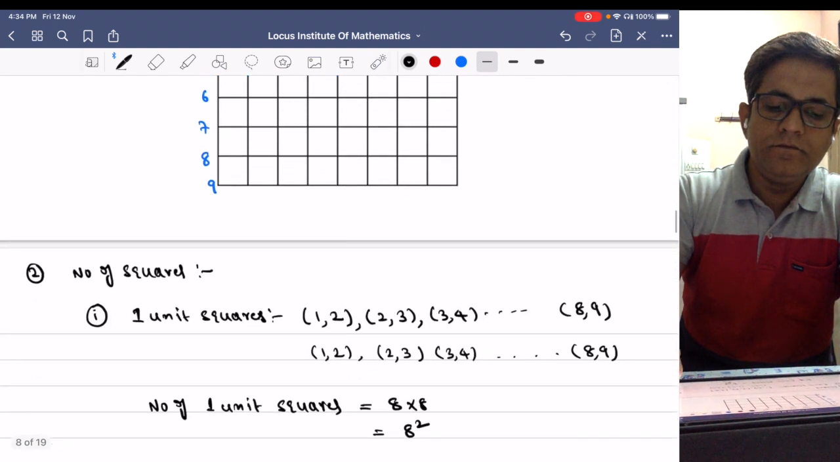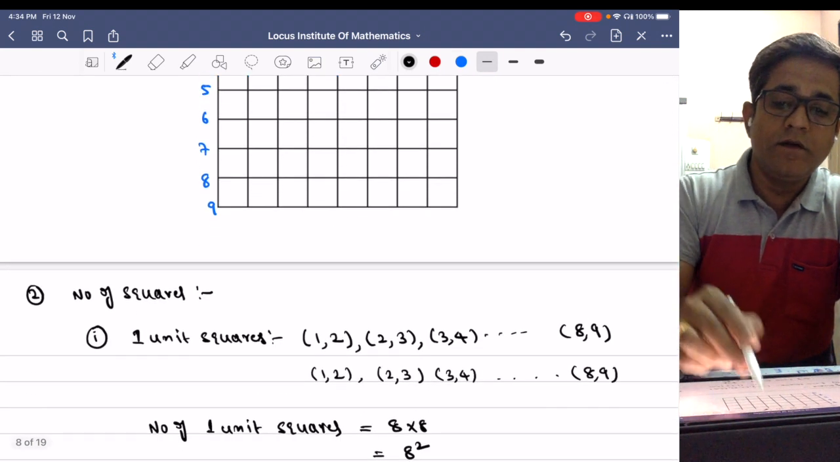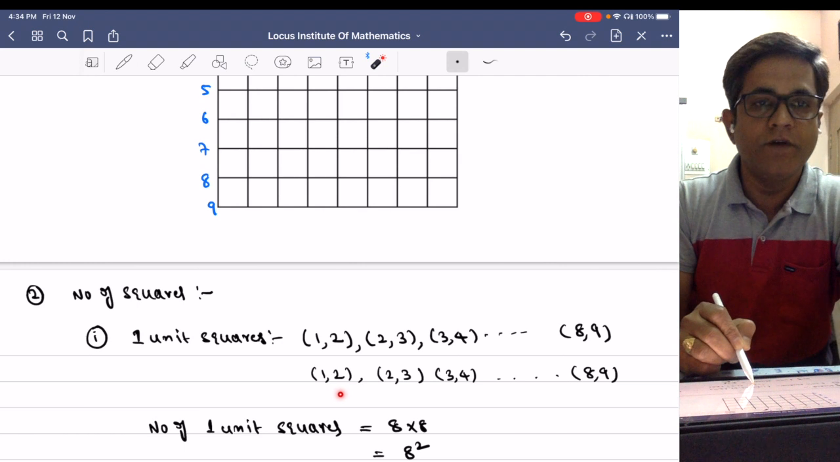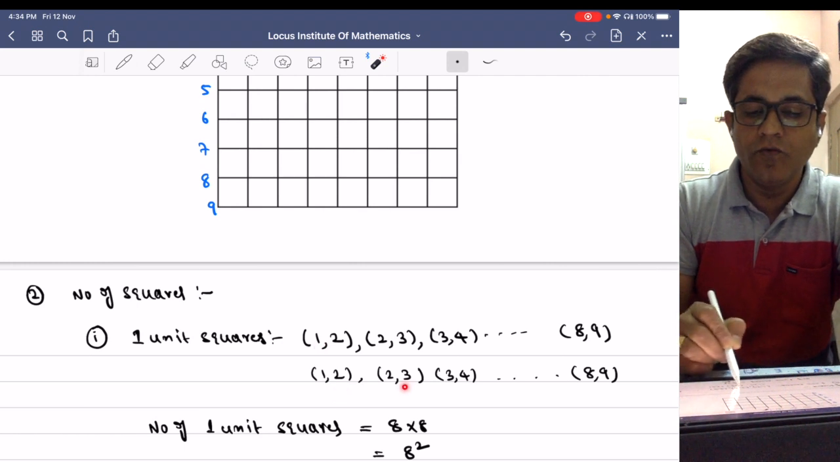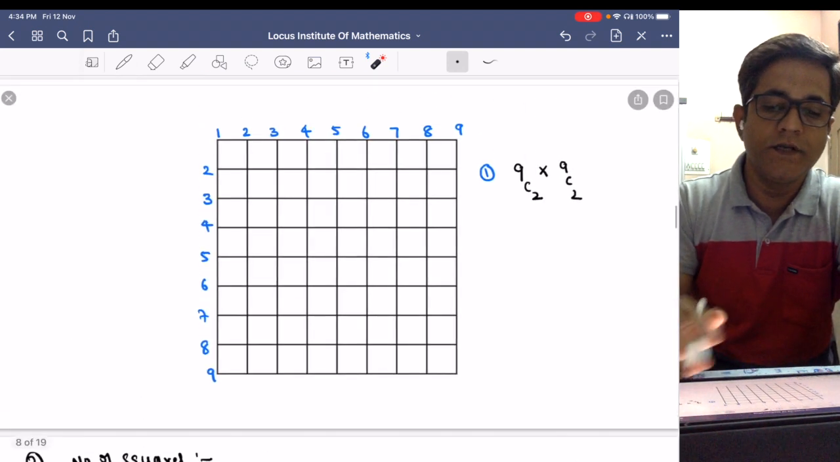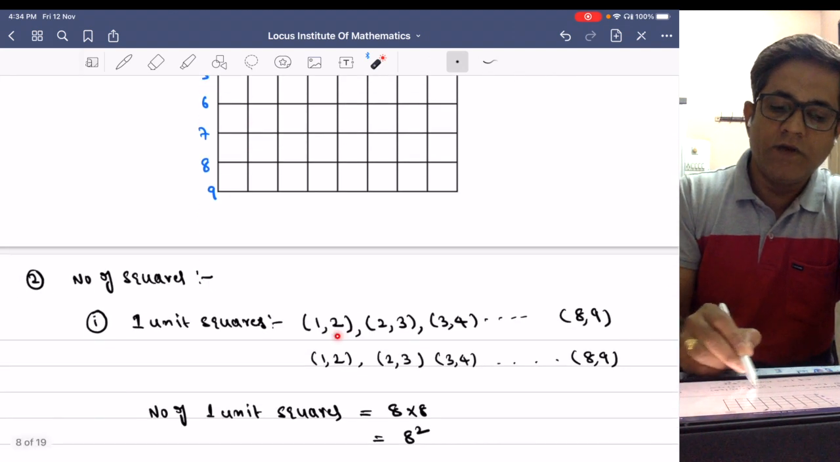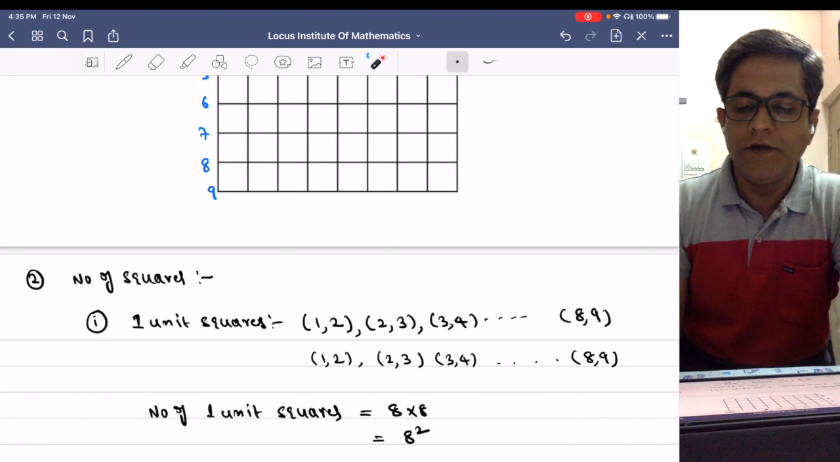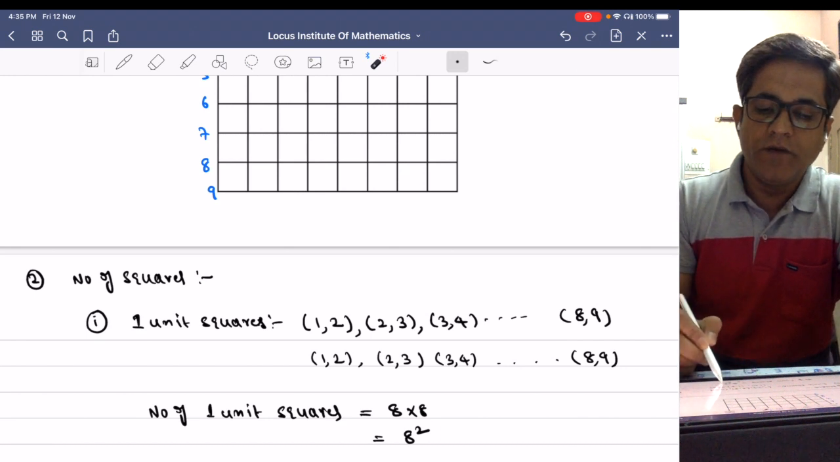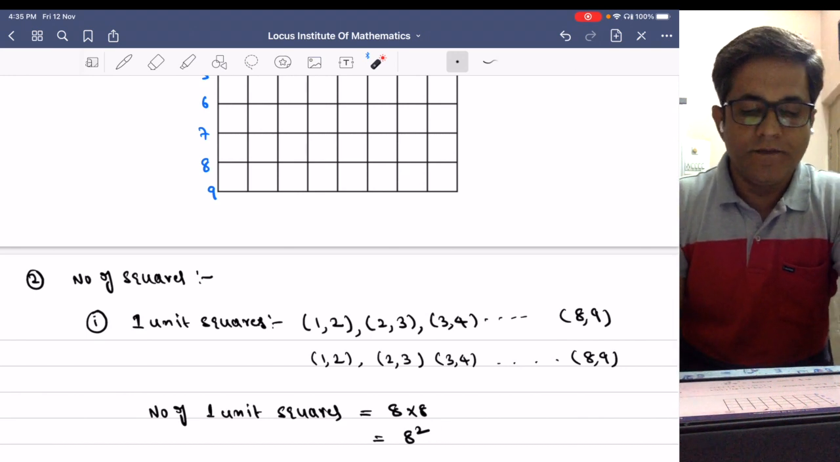Because here vertically 1 comma 2 and horizontally 1 comma 2 gives 1 unit square, and 1 comma 2 with 2 comma 3 gives 1 unit square, that is vertically 1 comma 2, horizontally 2 comma 3, this unit square. Similarly, 1 comma 2 with 8 comma 9 gives 1 unit square. Like this, the total number of unit squares will be 8 square.